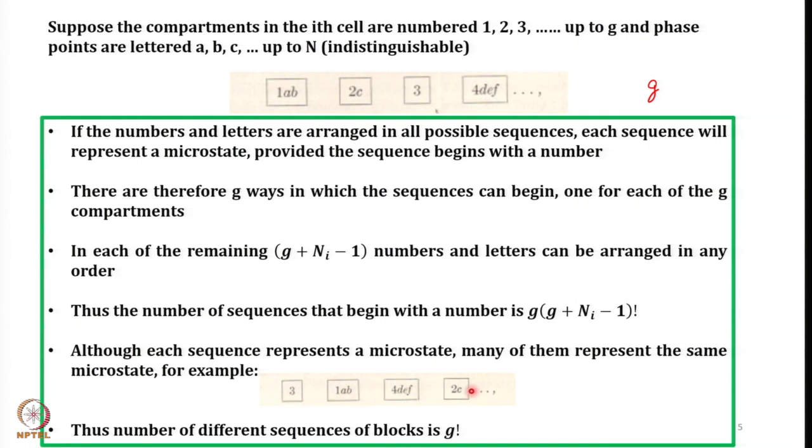Although each sequence represents a microstate, many of these sequences will be the same microstate. For example, if you compare this with this, here you see the third is empty, but it is starting with number 3. 1AB, 4DEF, 2C. Thus the number of different sequences of the blocks is obviously G factorial. There are G substances which can be arranged in G factorial ways. All right.